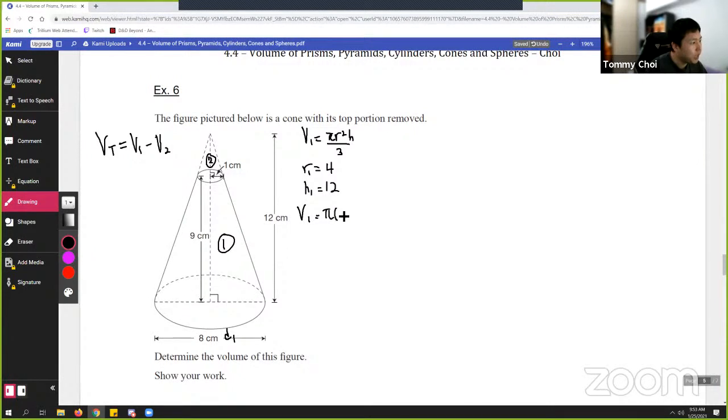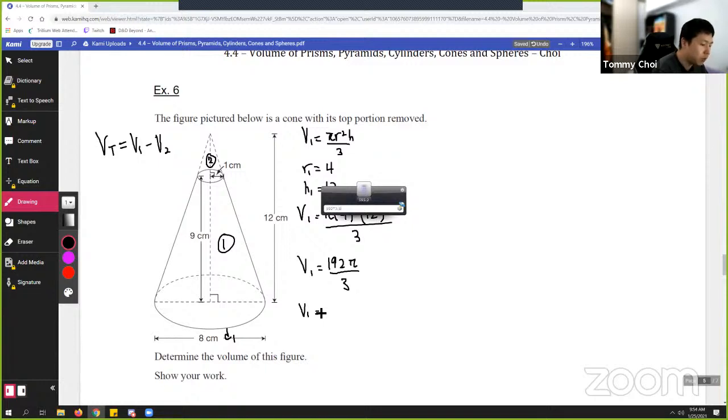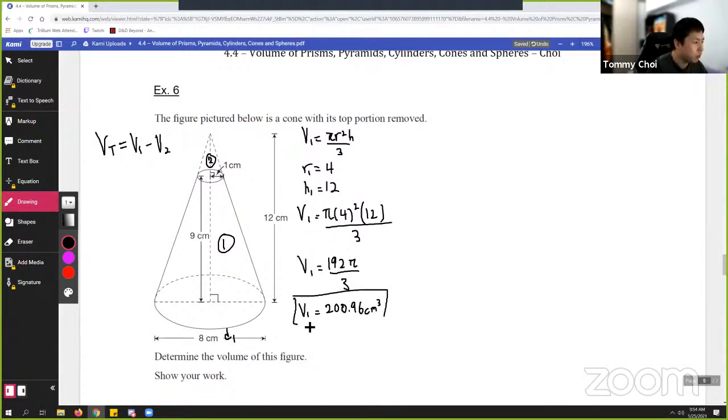V1 is equal to pi times 4 squared times 12, all divided by 3. That allows us to quickly solve for our volume of the cone. So we get 192 pi divided by 3, and multiplying that all out, 192 times 3.14 divided by 3 gives me 200.96 centimeters cubed. Okay, so we have our first volume. Not bad. Very simple.